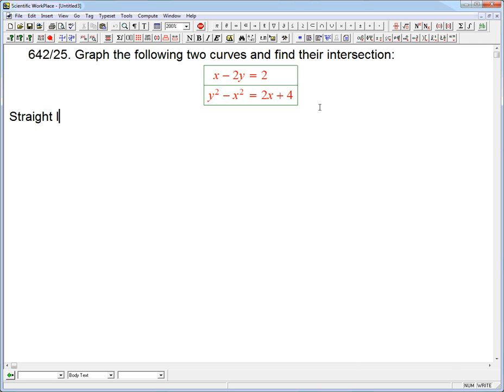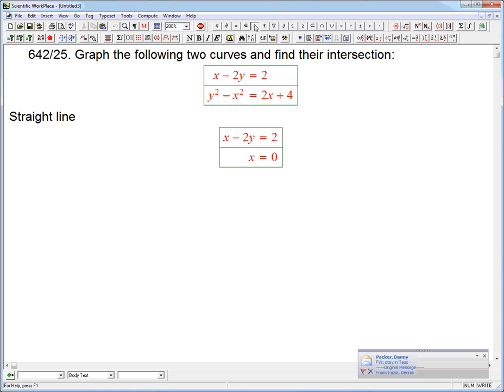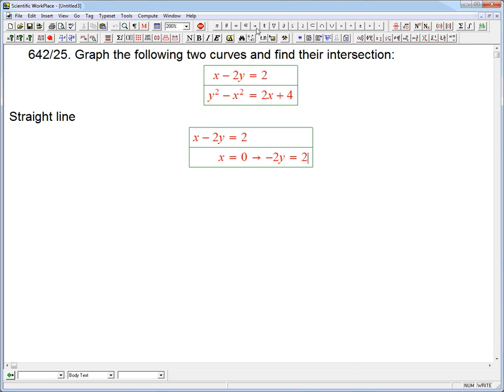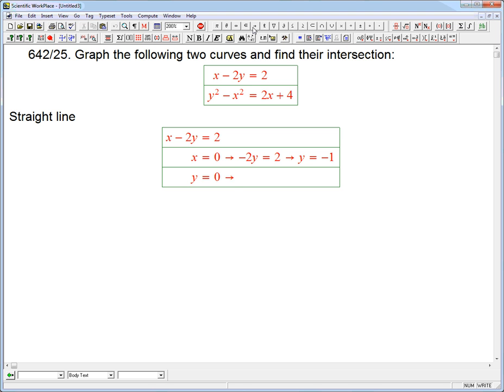So the straight line x minus 2y equals 2, we can just graph that by finding the intercepts. If x equals 0, then minus 2y equals 2, and that gives you y equals minus 1. And if y equals 0, then x equals 2. Okay, so that's going to be a straight line with y-intercept minus 1 and x-intercept 2. And so it's going to have a positive slope, 1/2.